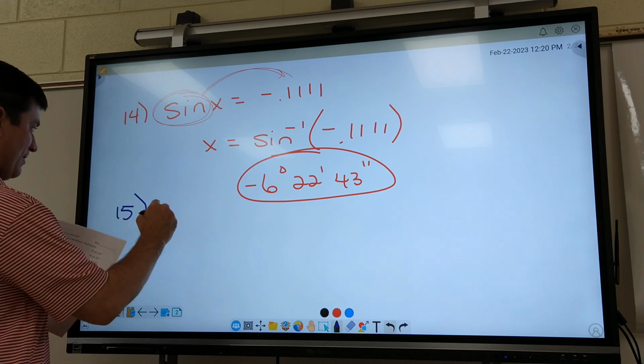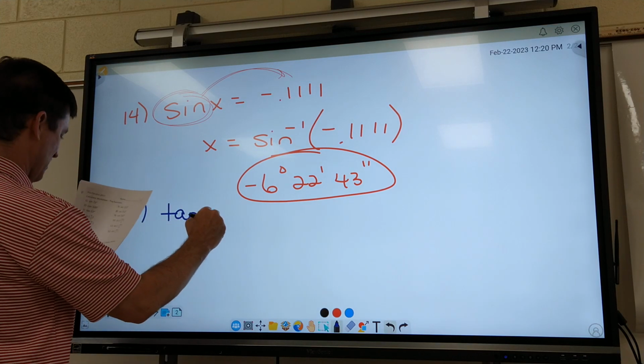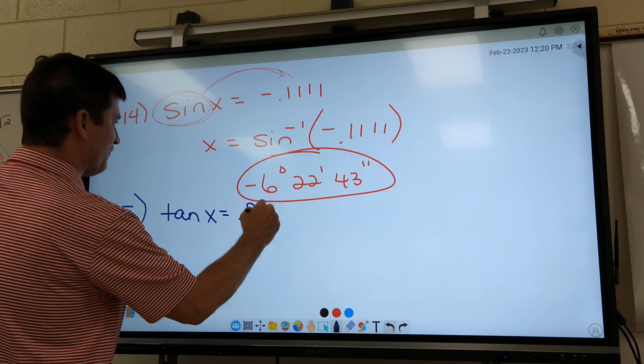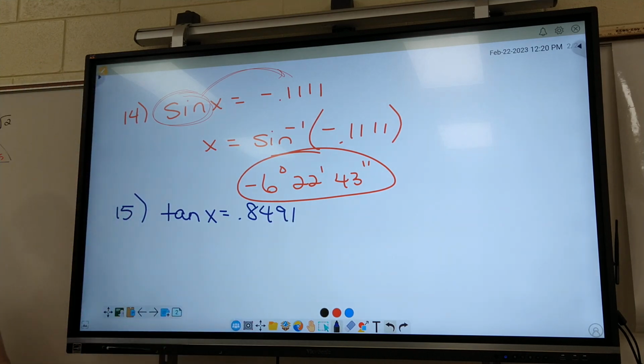The negatives cancel out on the last three, don't they? Tangent of x equals 0.8491. So I know I got to type in tan negative 1, 0.8491. All right, Z, let's make you feel good.